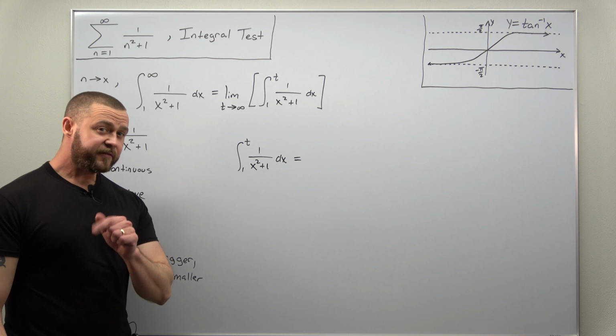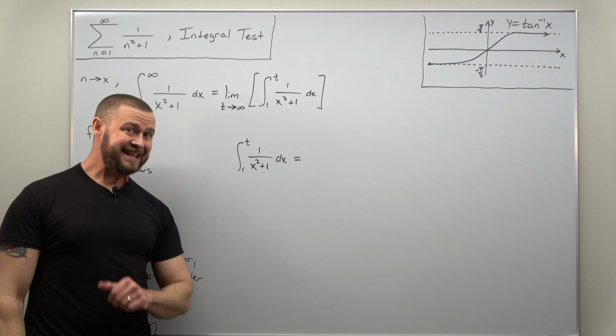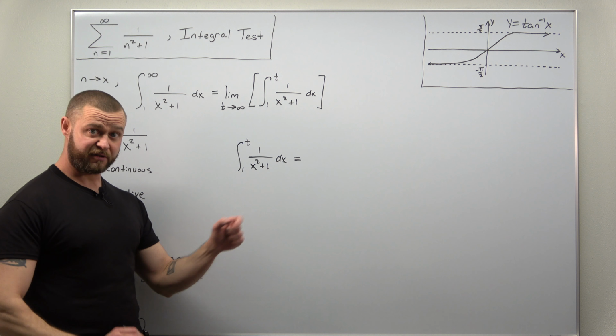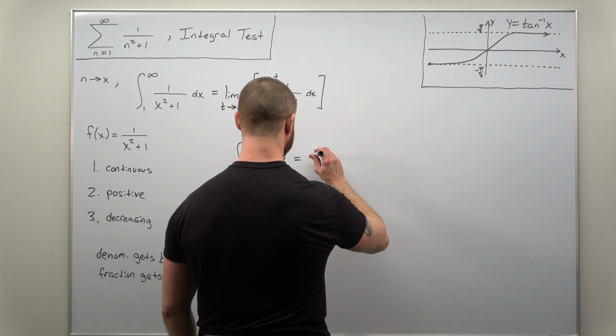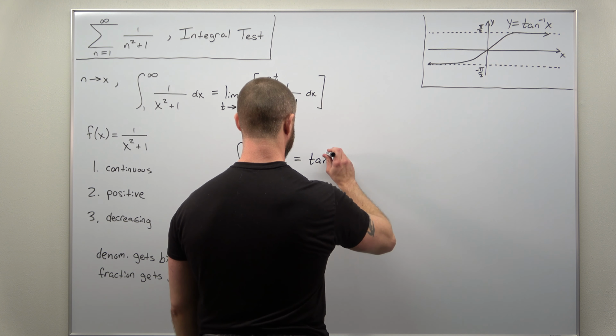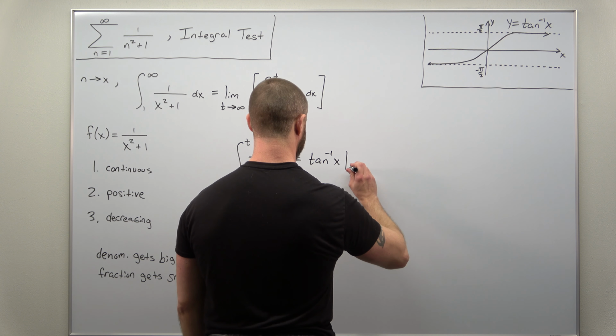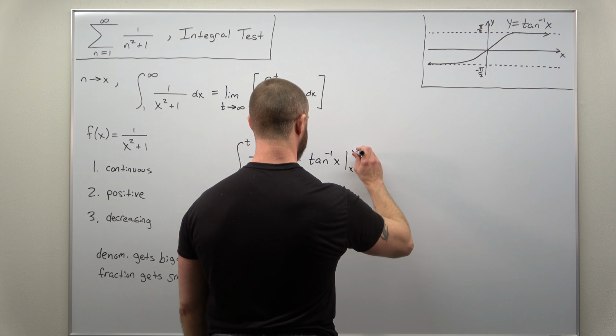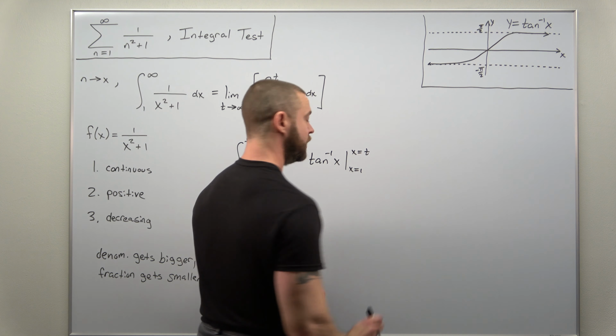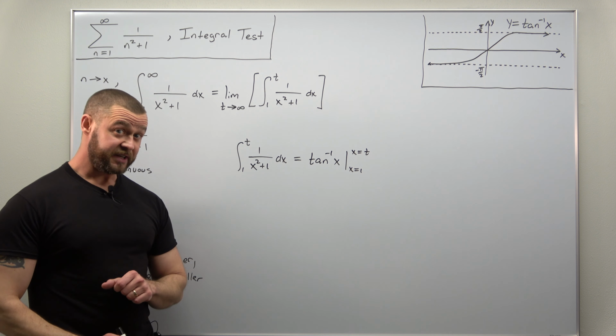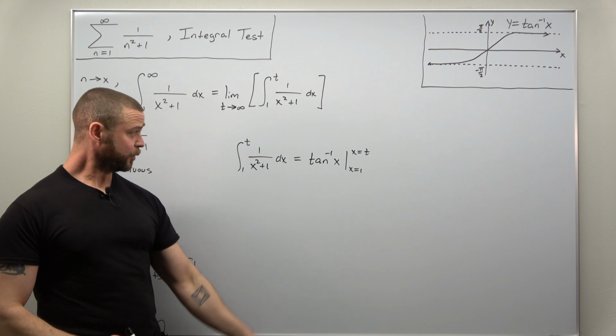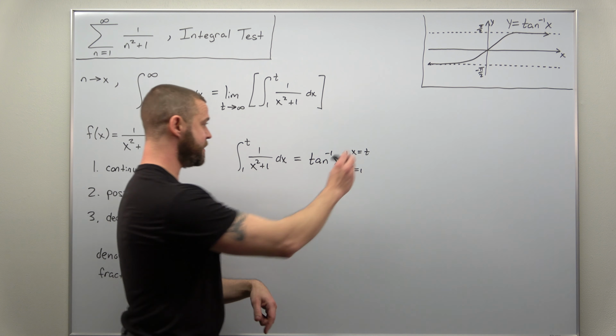We immediately have an antiderivative. We don't need any integration methods. The antiderivative is just inverse tangent of x. And we're going to evaluate that now at x equals 1 and x equals t. So we're going to plug in and subtract with the fundamental theorem of calculus.